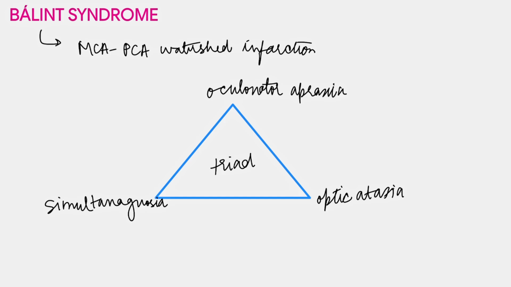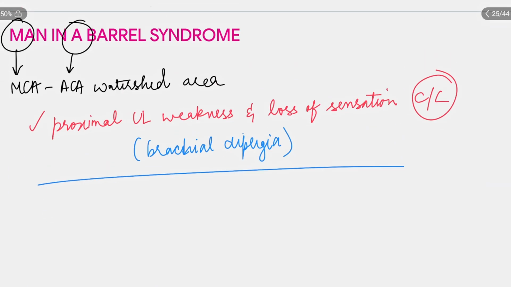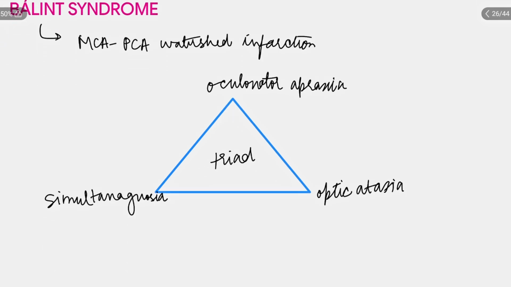Simultaneous agnosia is, the way I can describe it, the patient is seeing many things, but he just can't put it all together. He can only perceive one thing at a time. Classically, it's described as not seeing the forest for the trees. The patient can see individual trees, but not the entire forest. That is simultaneous agnosia. So this was a classic triad. Man in a barrel syndrome and Bálint syndrome are rarely tested, but I had to cover them.